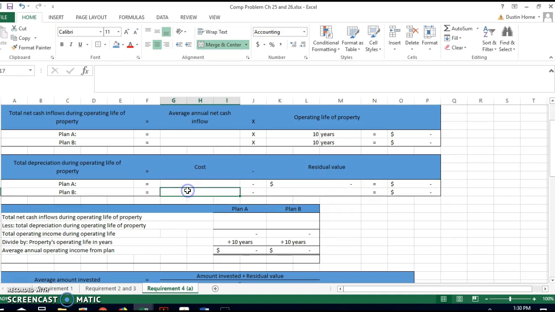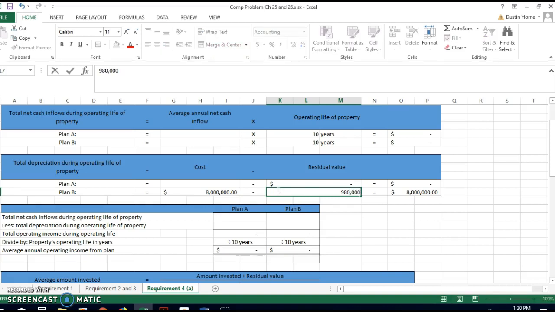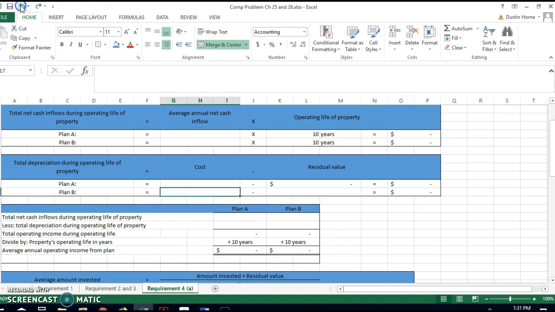Now for the second one, you did have some residual value. I believe your cost was $8 million, and at the end of it, you're going to have $980,000 of residual value. So you can see here, this is the amount of total depreciation. Now, I'm going to delete that because I don't want to do all of your work for you, but I am showing you how to calculate that because there are a lot of calculations.